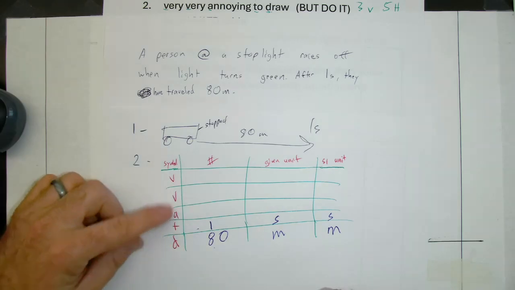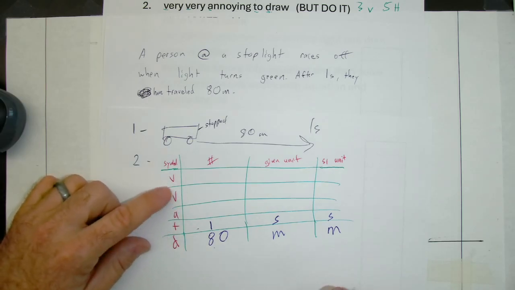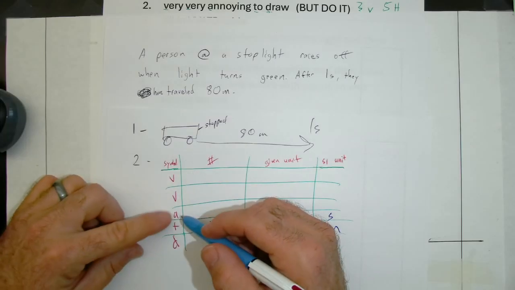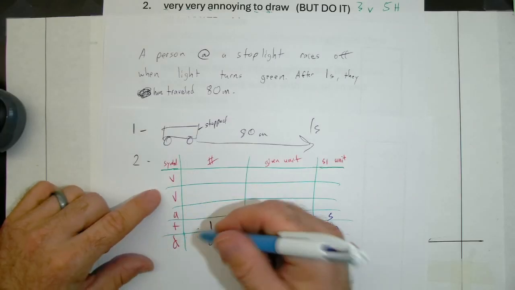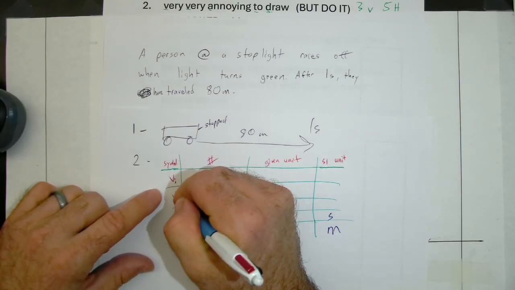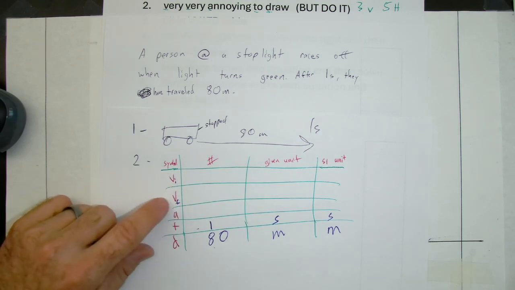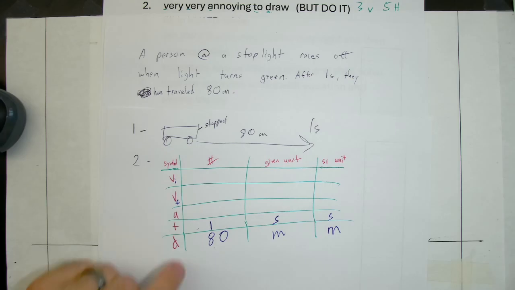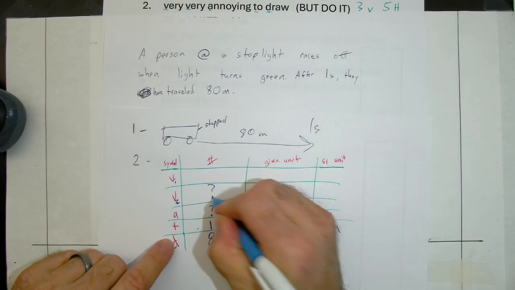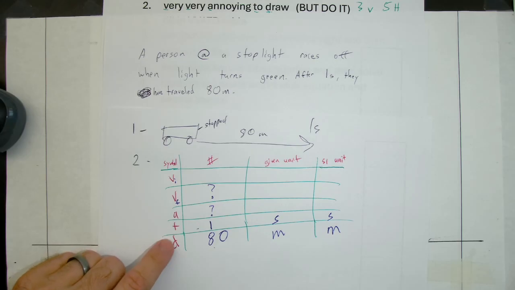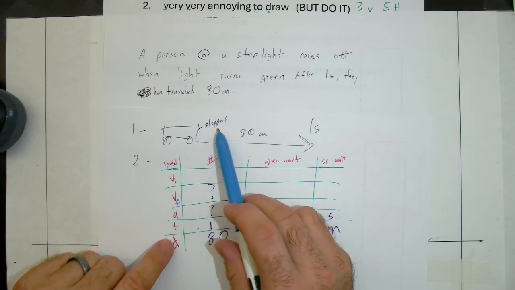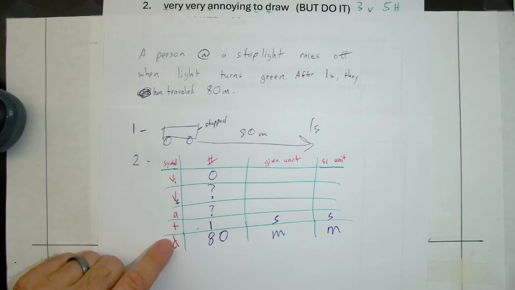And then, what's up with these 2 V's? Originally, when we did very, very annoying to draw, I should have put initial and final. My guess is you'll forget that too. But one's initial and one's final. We don't really know acceleration. Question mark. We don't really know velocity final, but we do know velocity initial because it was stopped, and so we could say it's 0.